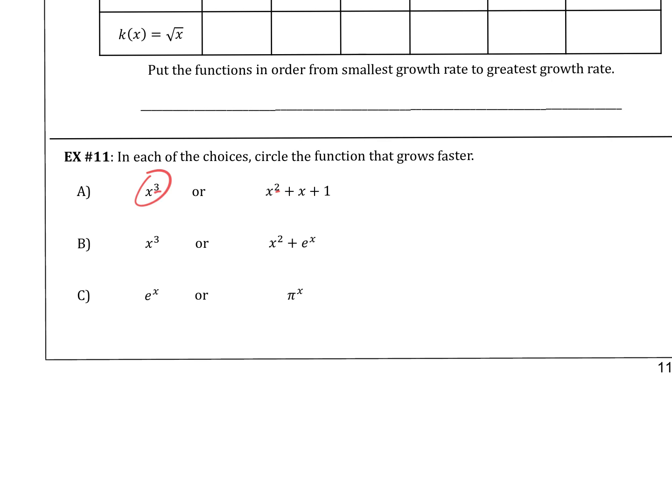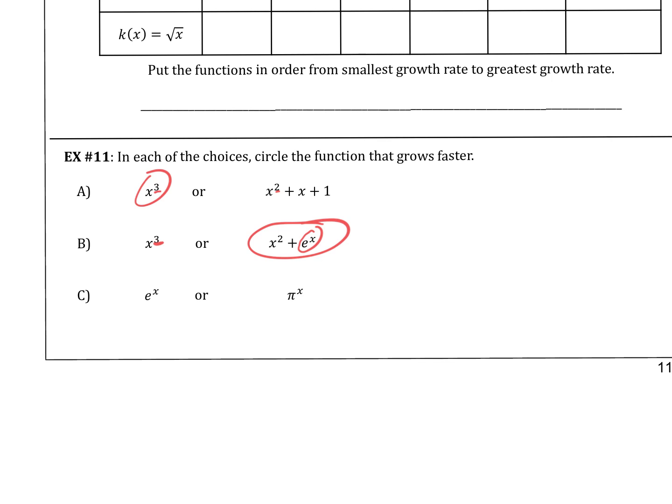Which one trumps? This or the exponential? What did we learn up top? Which one was always the biggest? So which one of those is bigger, x cubed or x squared plus e to the x? So if it has an exponential, the exponential is always the biggest, isn't it?